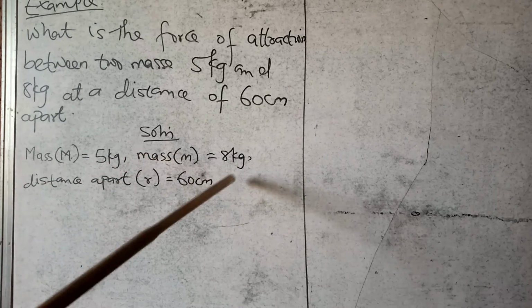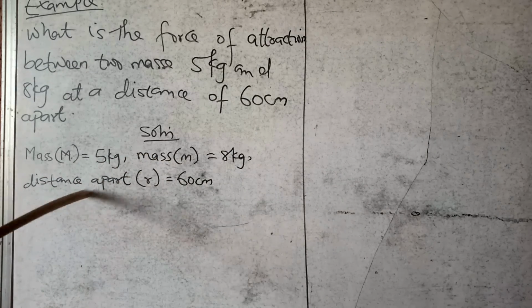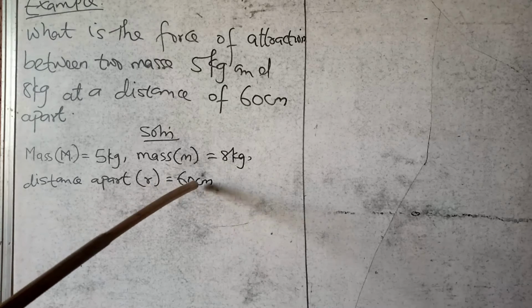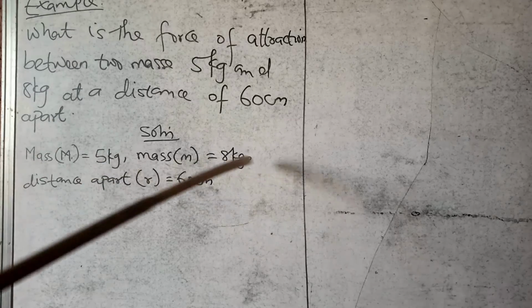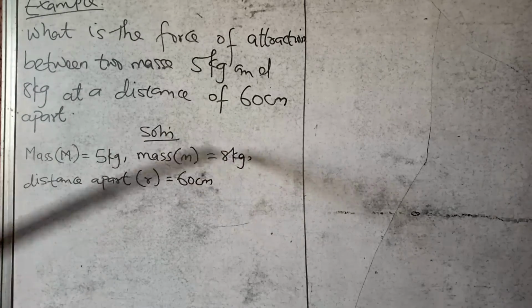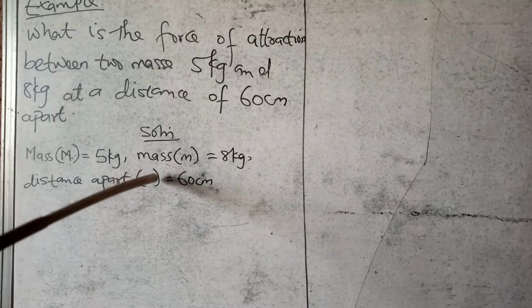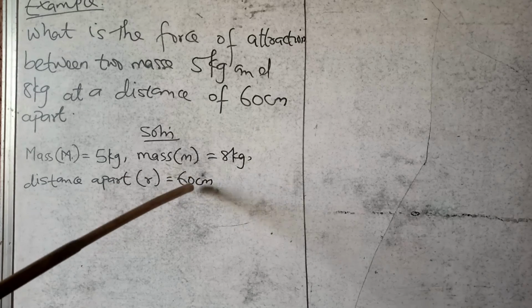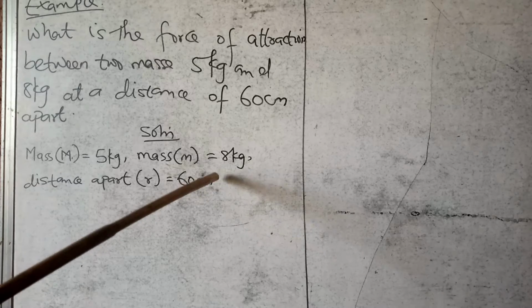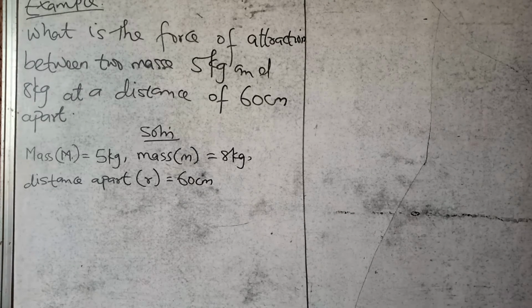Now that I have written the quantities down, we have that mass, capital letter M, is giving us 5 kg. Small mass is giving us 8 kg. And distance apart, R, is giving us 60 centimeters. So now we all know that mass is measured in kilogram. So these quantities are correct with their units.